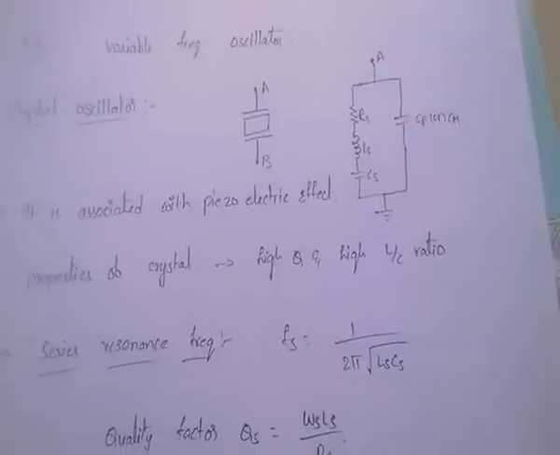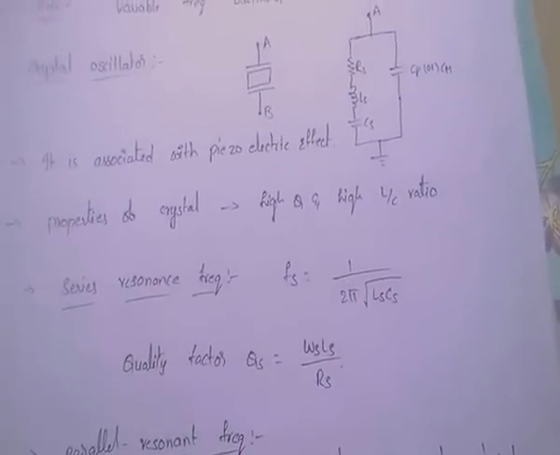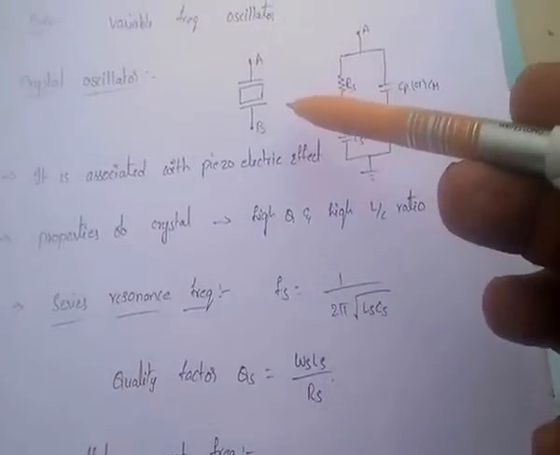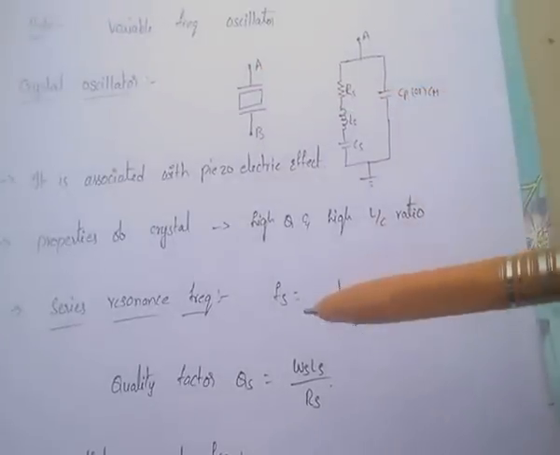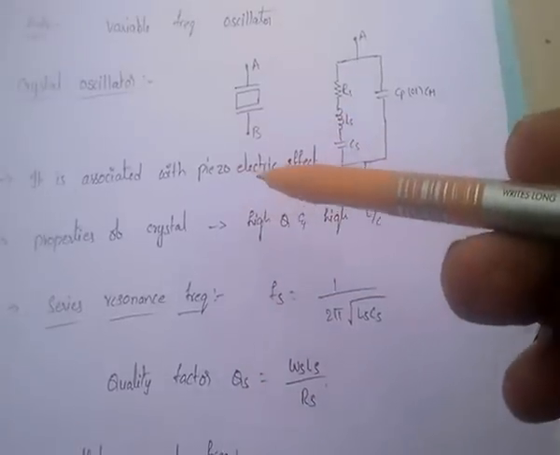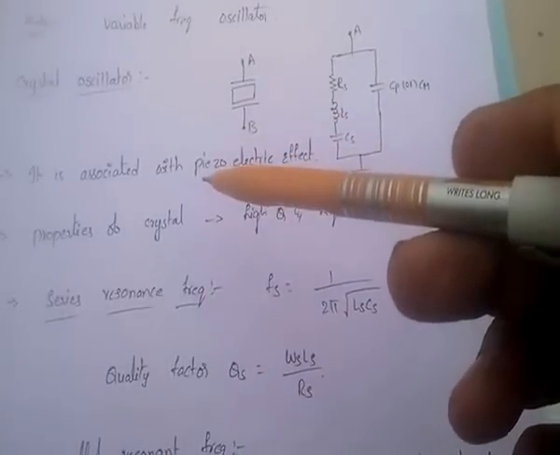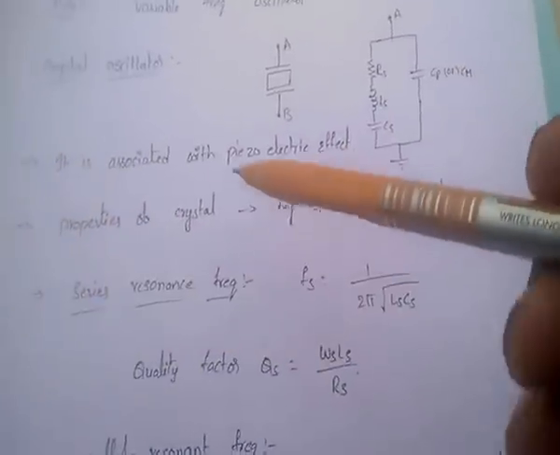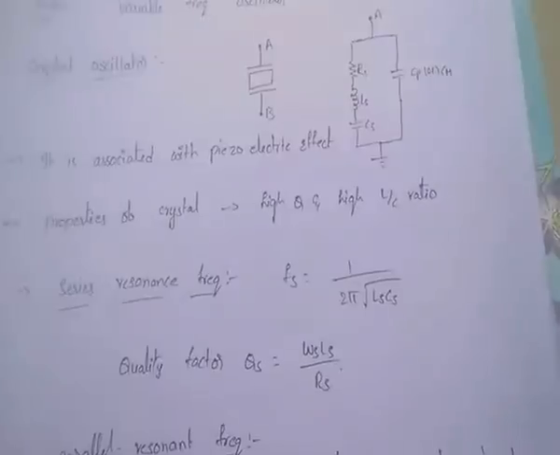Okay, and next, crystal oscillator. Very important oscillator is crystal oscillator. Okay, this is the schematic circuit of crystal oscillator, and this is the electrical equivalent circuit of this crystal oscillator. And it is associated with piezoelectric effect. Very important one. Crystal oscillator is associated with piezoelectric effect. And the properties of this crystal are, it has high Q and high L by C ratio.